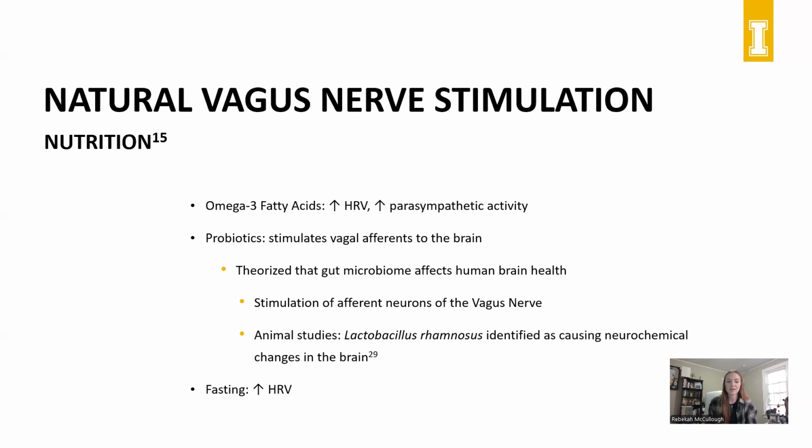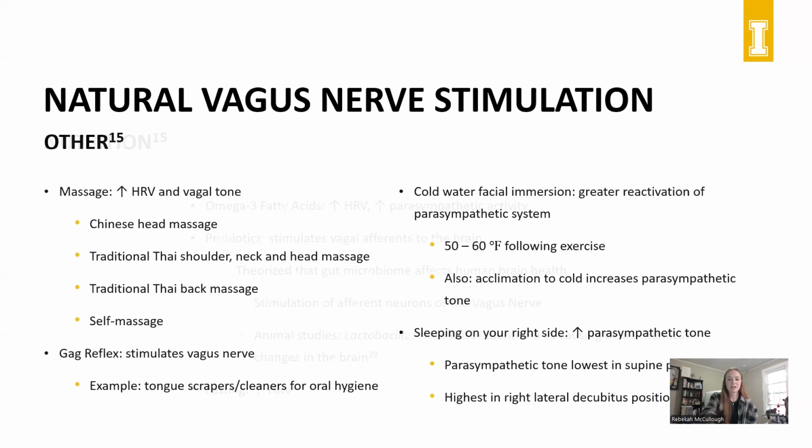And then fasting. Intermittent fasting, different types there, will also increase your heart rate variability. Then I found some other interesting or more alternative methods that are theorized to or have seen some effects in vagus nerve stimulation, things like massage that increase heart rate variability and vagal tone. And those different types of massage that I listed were just what was used within the study. So I'm sure other types do as well, but those are the only ones that we can report on because those were the ones used in that particular study.